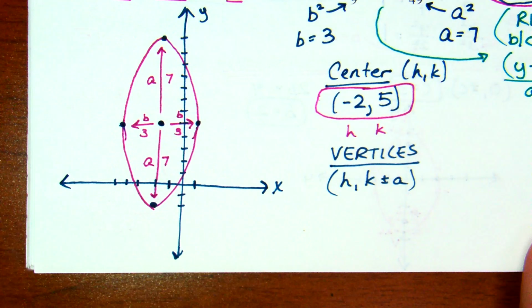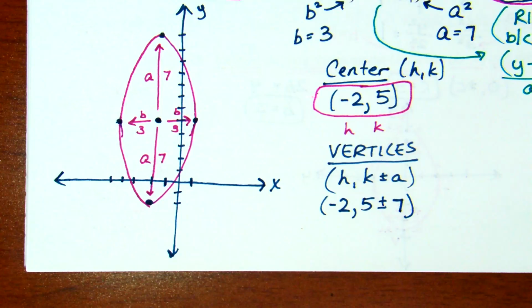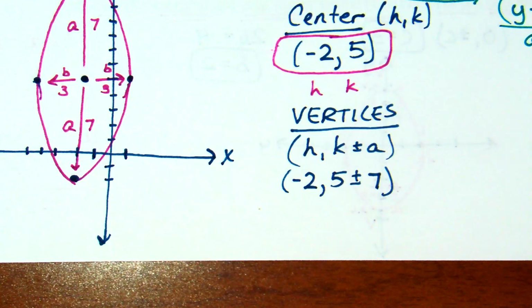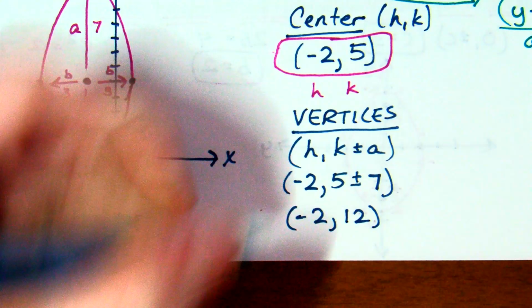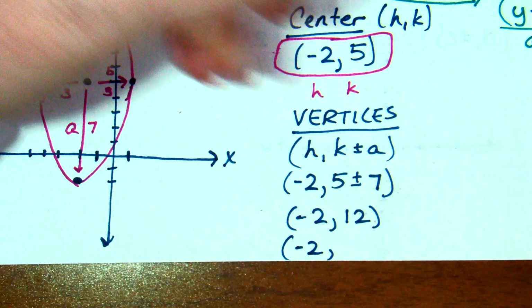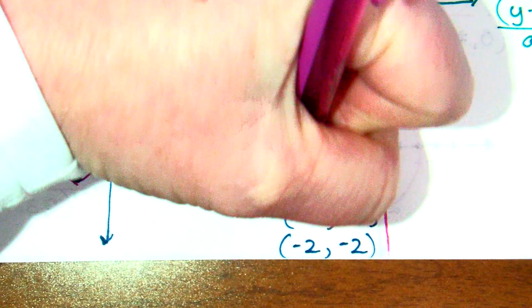So let's see. H is -2, comma, K is 5, plus or minus A, which is 7. I am going to say that is not what I want your answers to look like. Because can we do 5 plus or minus 7? Yes. So one answer is going to be -2, comma, 12, because 5 plus 7 is 12. My other answer is going to be -2, comma, -2, because 5 minus 7 is -2.